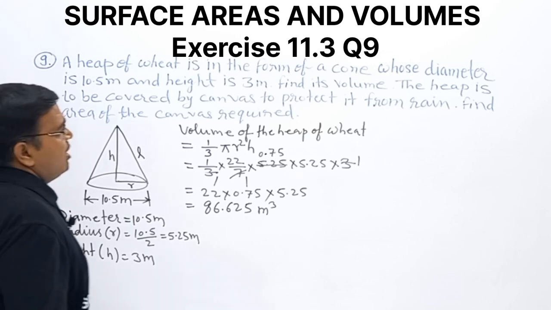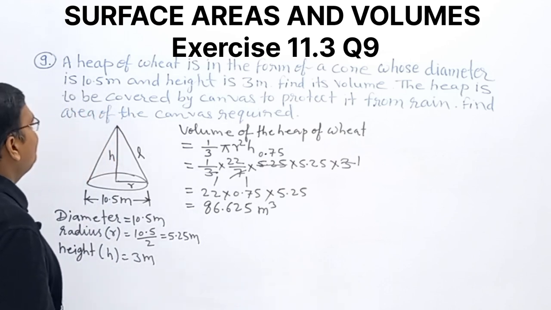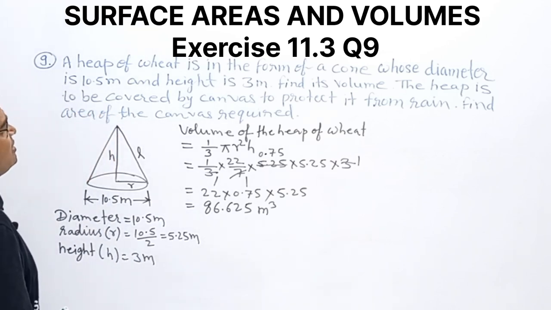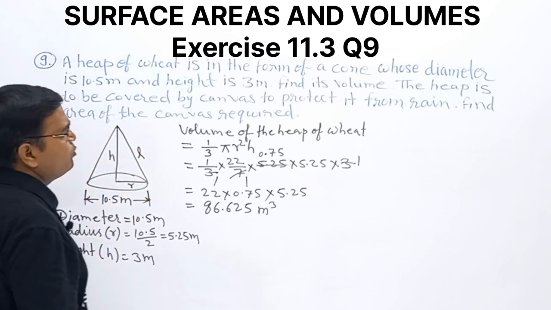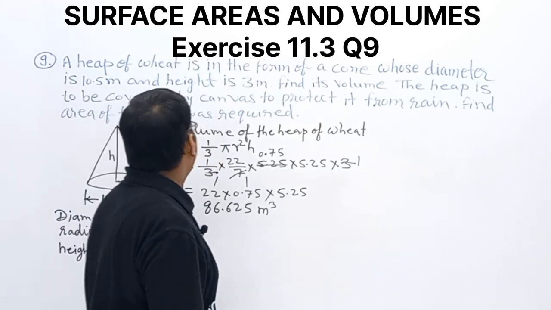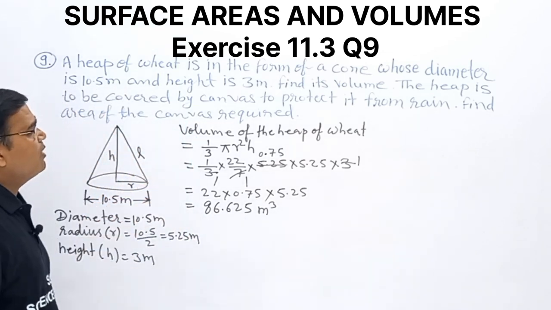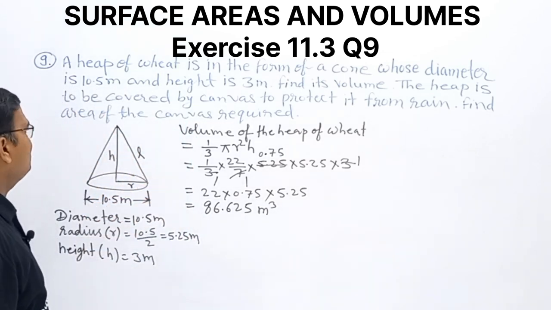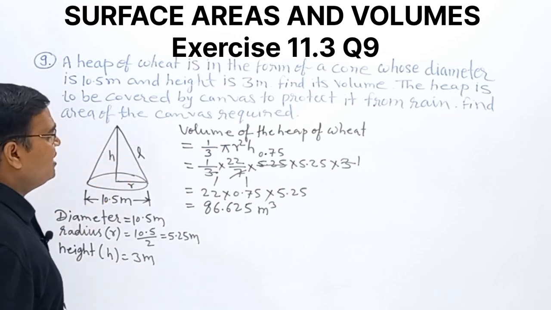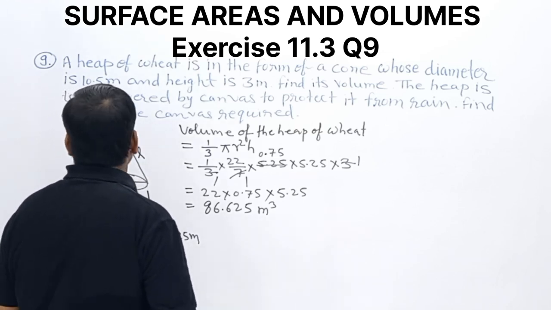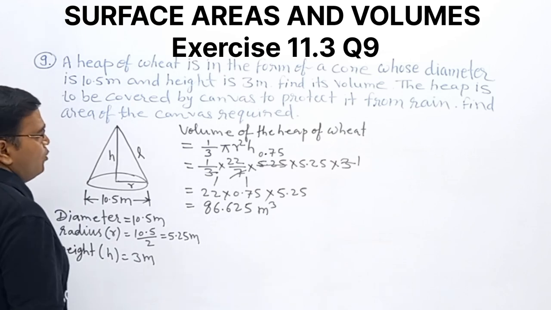Now the heap is to be covered by the canvas. This is the heap. This heap is covered by the canvas to protect it from the rain. Find the area of the canvas required. So we require the area of the canvas. The area of the canvas will be the curved surface area of a cone.